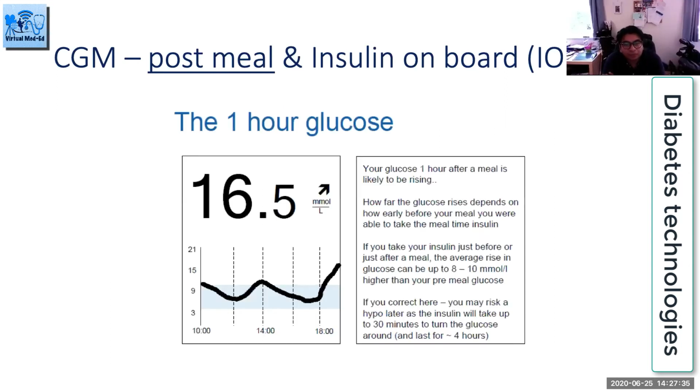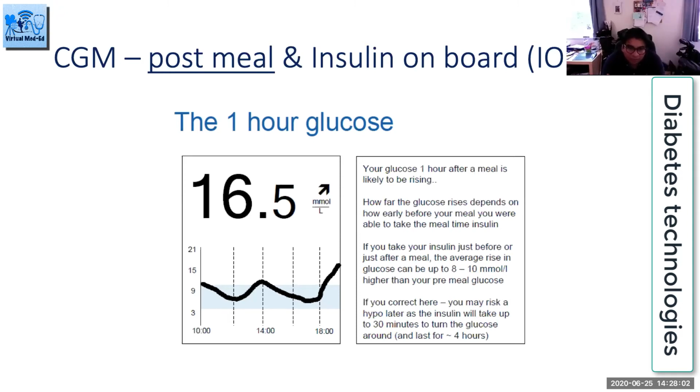So let's take one example here. What happens 1 hour into having bolused for a meal? In this case, this patient's sensor glucose is 16.5, 1 hour into the meal, and the arrow is pointing diagonally upwards. Within an hour, you would expect a sugar rise. But then you need to ask, that's a big change. That's 8 to 10 millimoles change from the target.